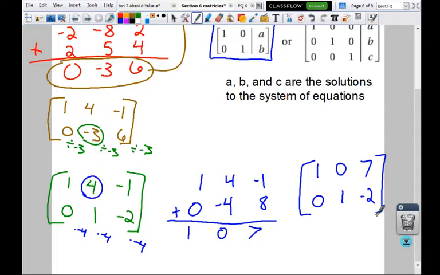So, when I did these, what was my first column? Were they X's or Y's? They're X's, right? So, when I have 1X, it's going to equal 7. What was my second column here? X's or Y's? Y's. When I have 1Y, it equals negative 2.